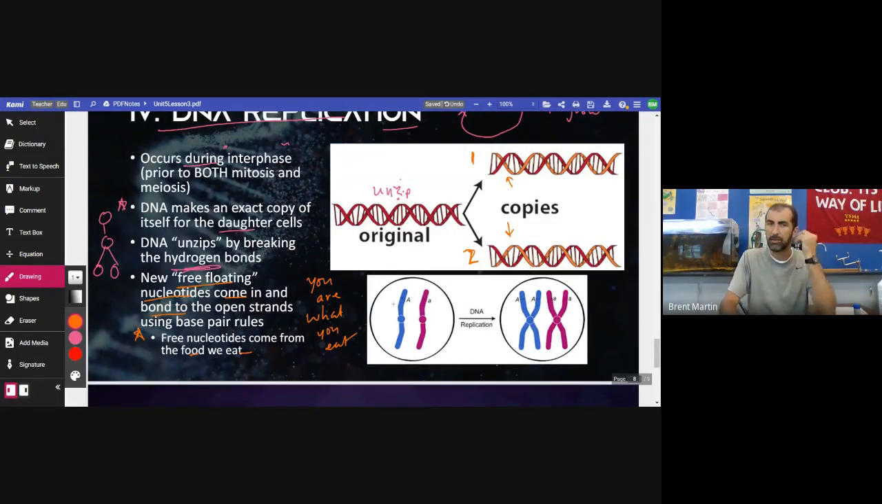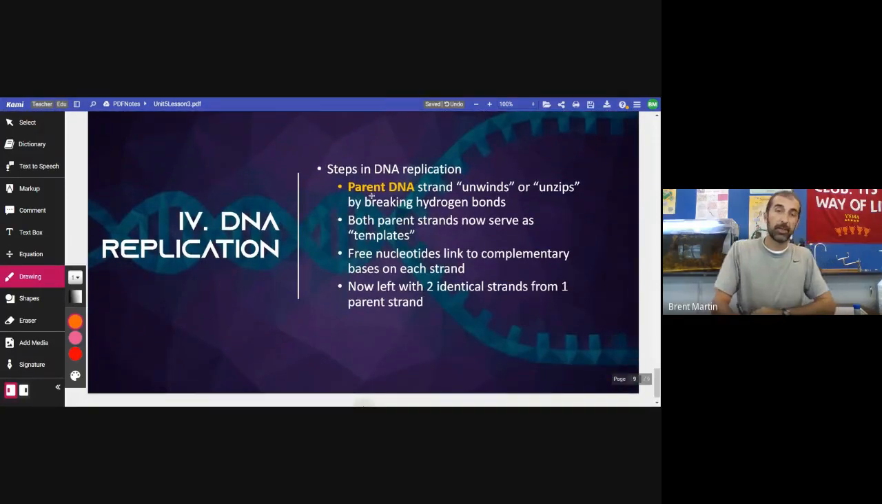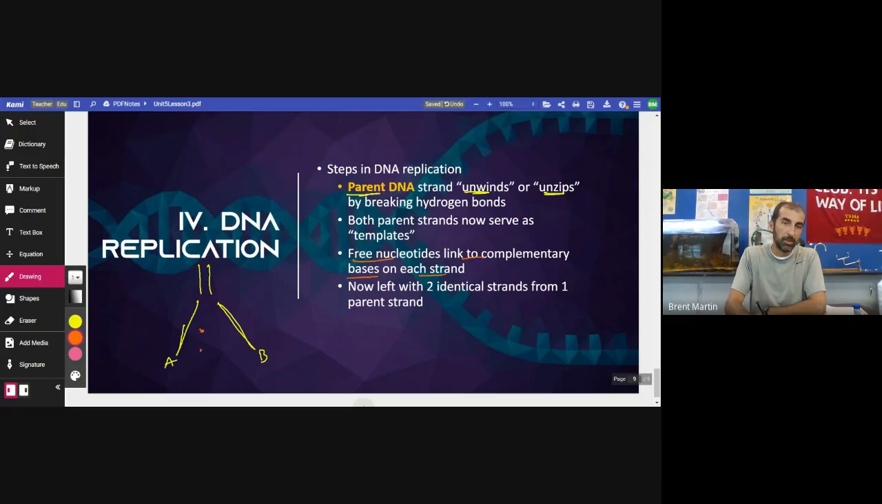Also, remember, this is just another way of looking at DNA replication. Remember, chromosomes are traditionally an I shape, and then after interphase, you end up with these things called replicated chromosomes. All right. So in DNA replication, there are steps involved. The first thing that has to happen is that parent DNA has to unwind or unzip. Both parent strands will now serve as a template. So you've got template A and template B. And free floating nucleotides from the foods that we've eaten will come in and attach. And then we'll end up with two identical daughter strands from one parent strand.